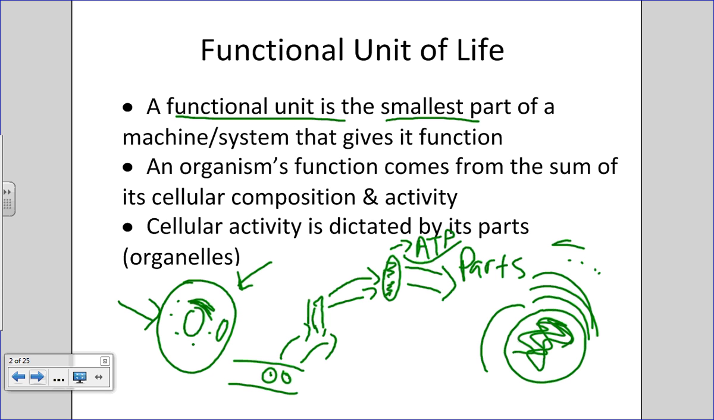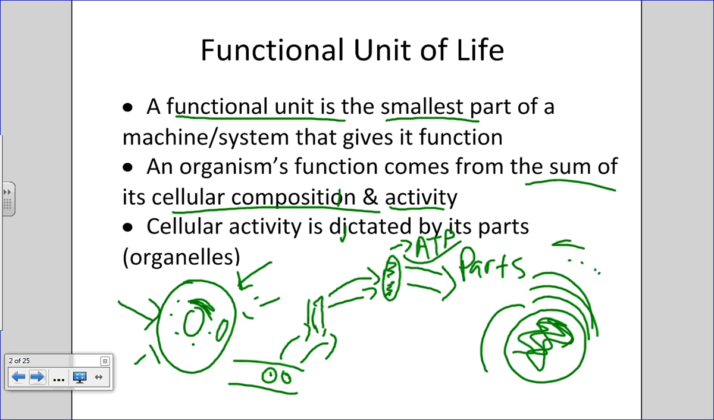The function of an organism basically is the sum of the organism's cellular activity. I should say composition and activity. You're going to learn that all cells have the same few basic parts to them, just in varying amounts. Cells are very diverse structures. So basically, the sum of the diverse activities of these different cells of the human body gives us life. So bear in mind.